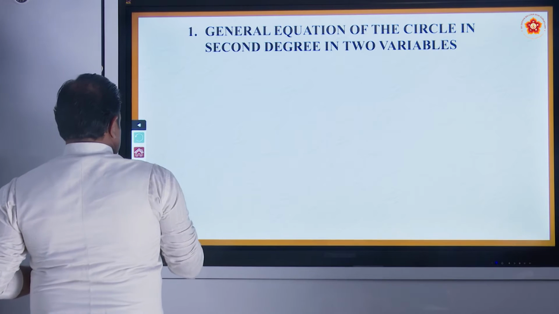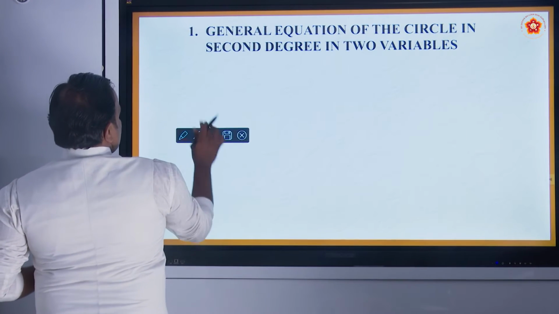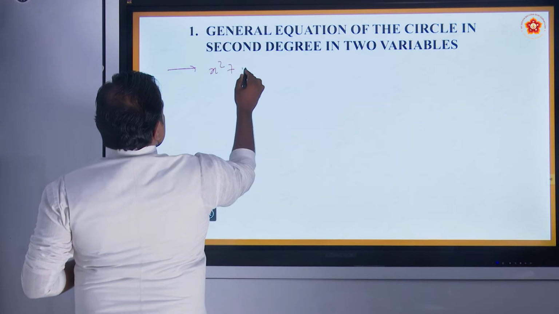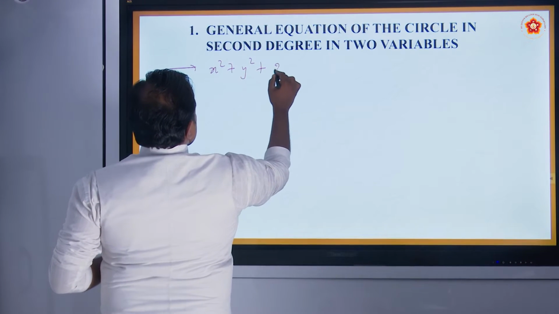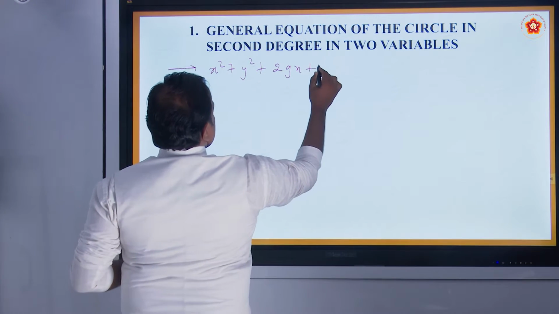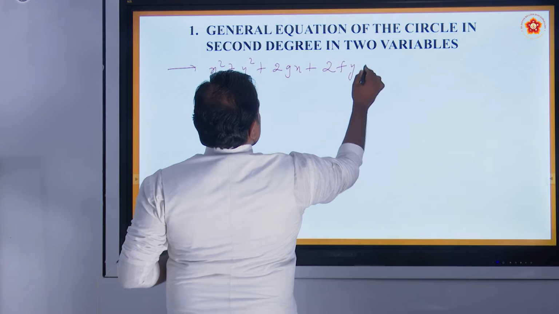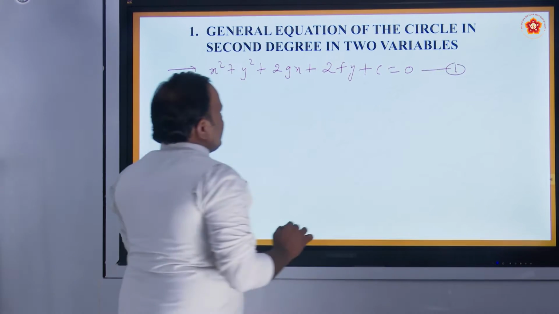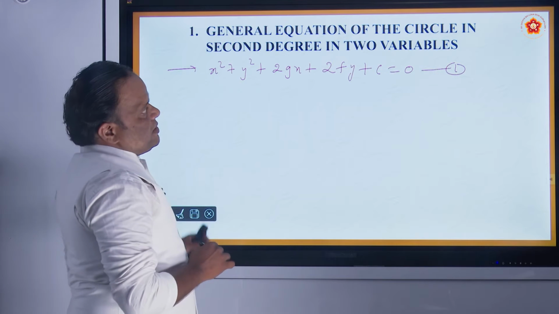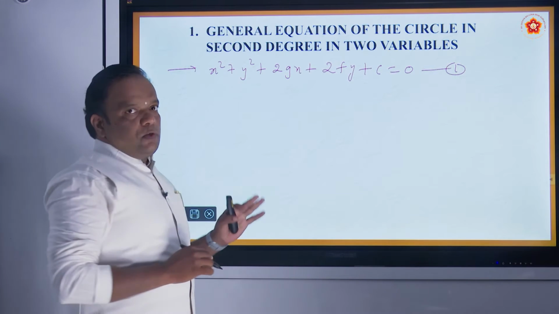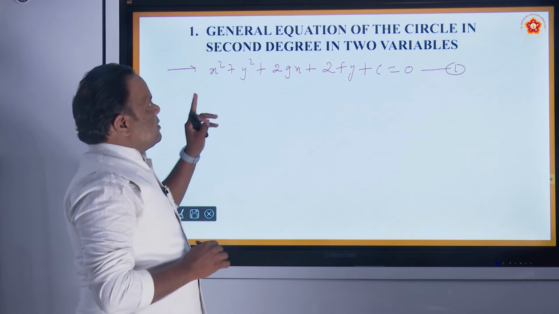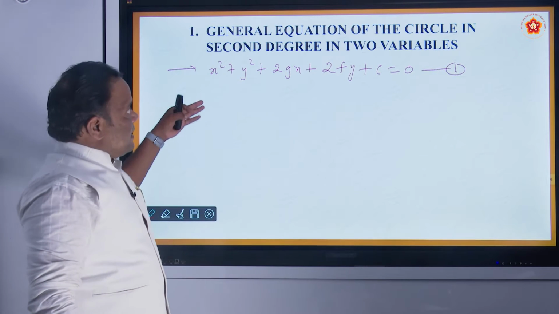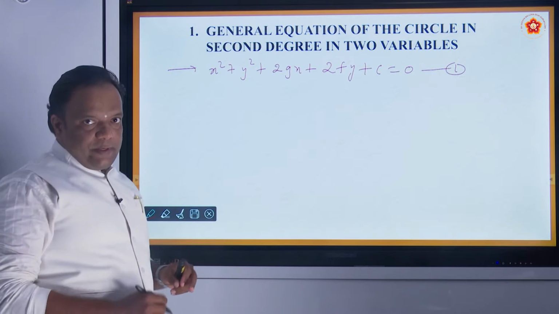So observe here, the equation x square plus y square plus 2gx plus 2fy plus c equal to 0. I call it equation number 1. This is the general equation of the circle in second degree, two variables. x square is second degree, and there are two variables, x and y.